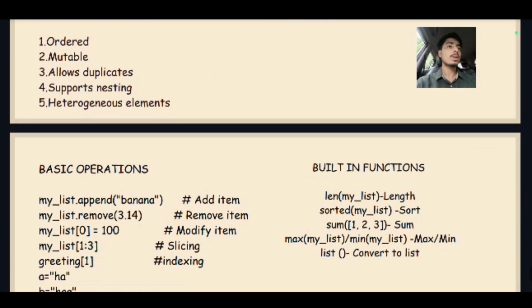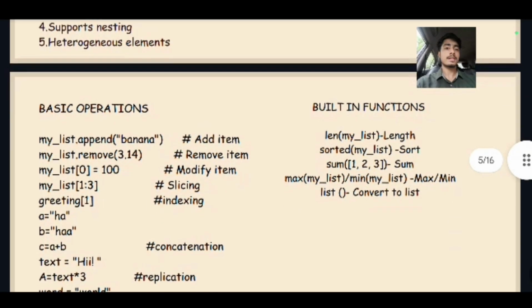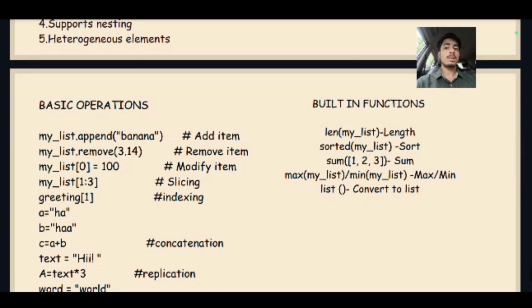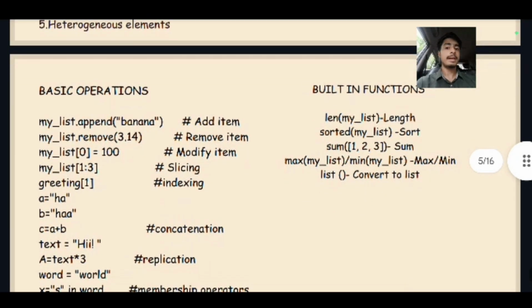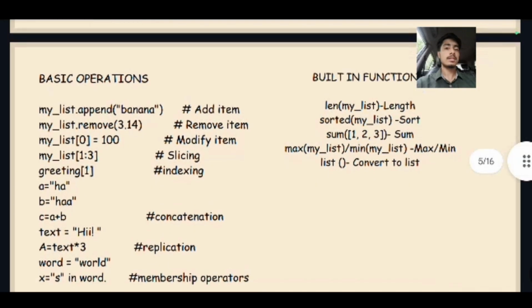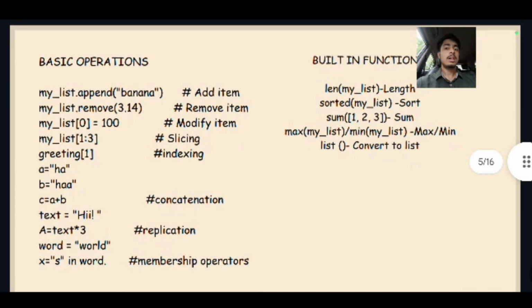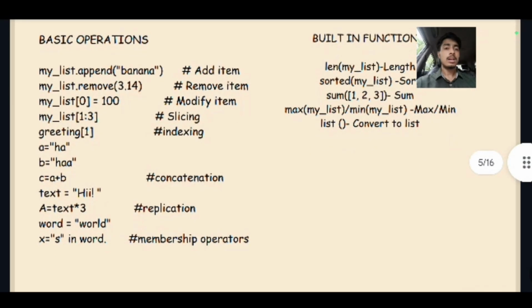Now we can look at the basic operations of a list, like slicing, indexing, etc. We can see the example. Suppose a list named mylist. We can append an element banana to the list by using the append method, mylist.append of banana. We can also see examples of remove, list name dot remove of the element. Then we can modify a list by using index.